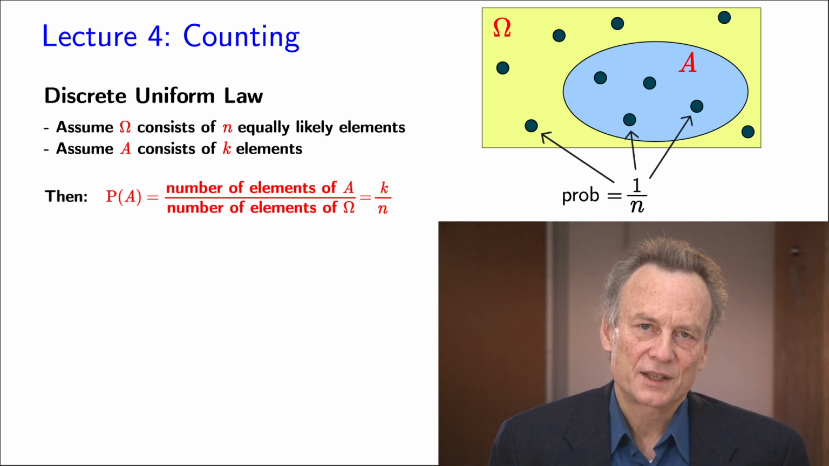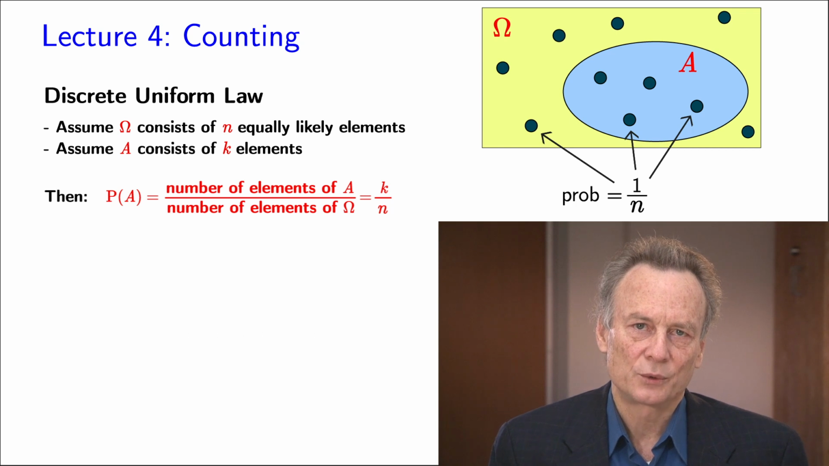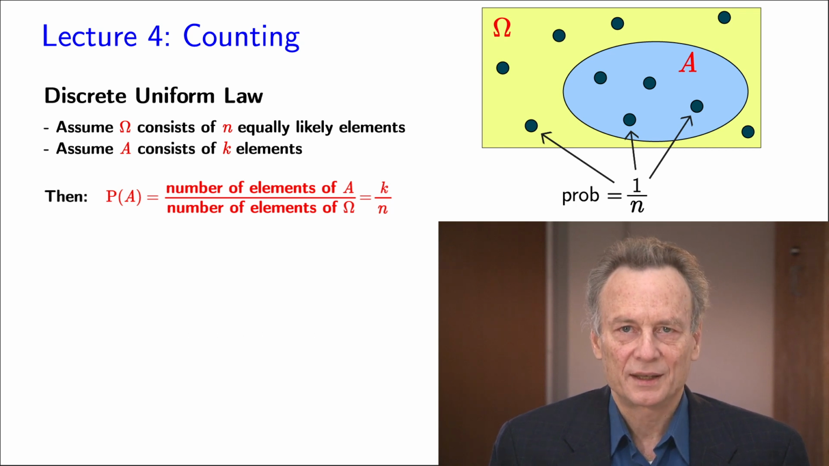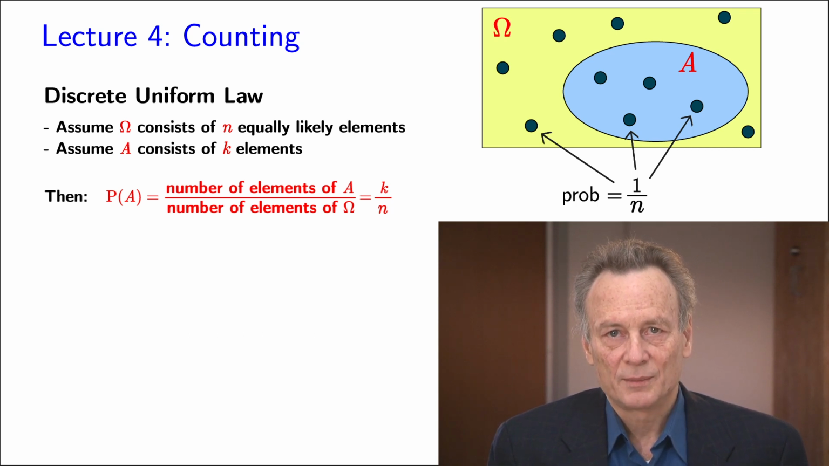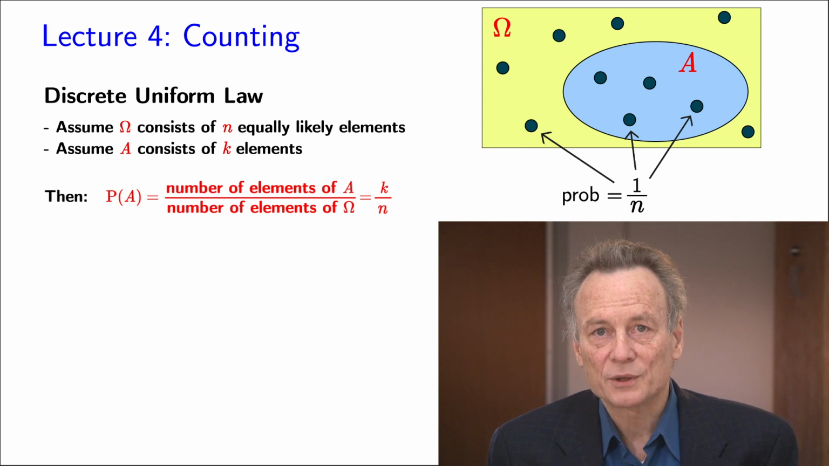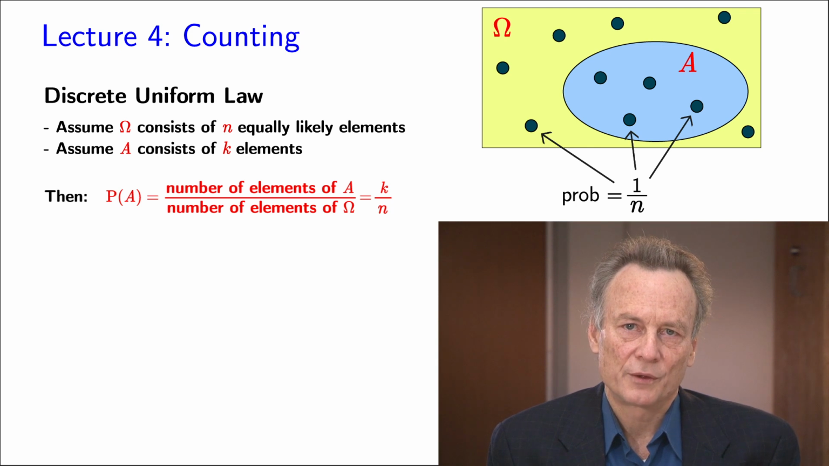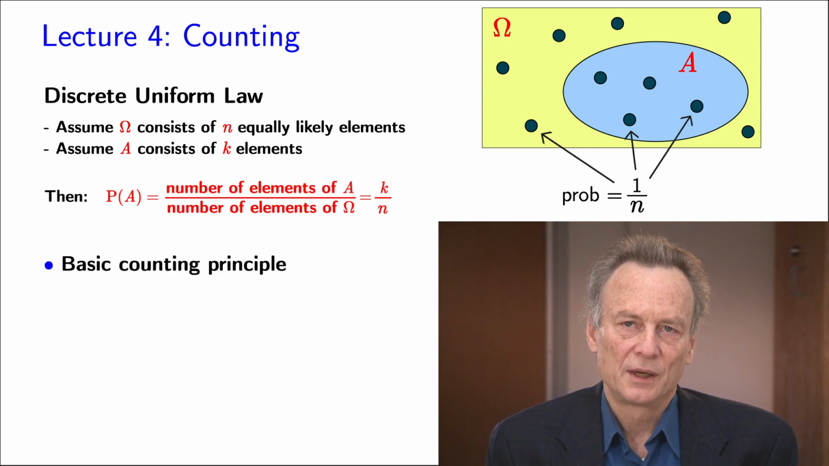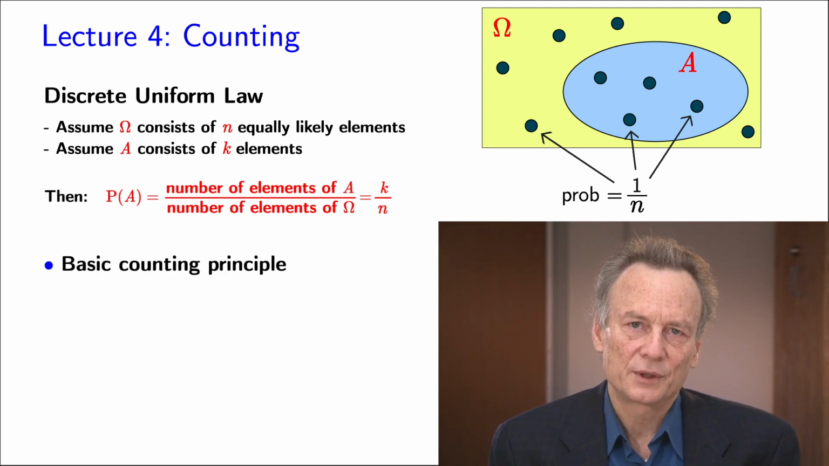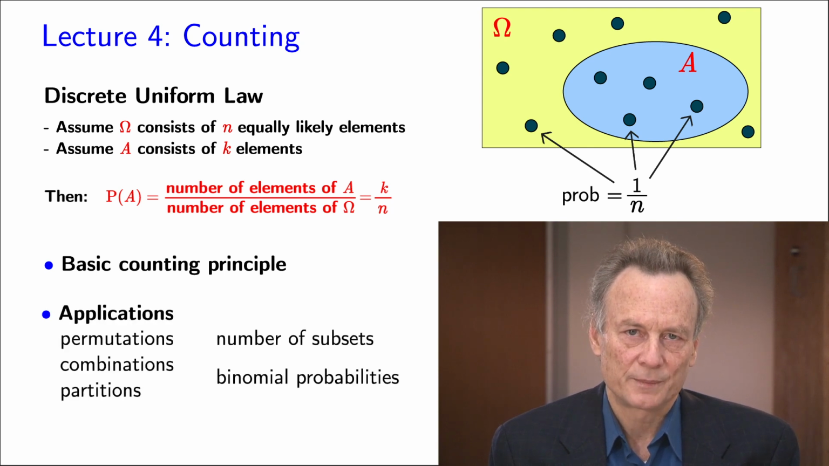Of course, if a set is described explicitly through a list of its elements, then counting is trivial. But when a set is given through some abstract description, as in our basketball team example, counting can be a challenge. In this lecture, we will start with a powerful tool, the basic counting principle, which allows us to break a counting problem into a sequence of simpler counting problems.